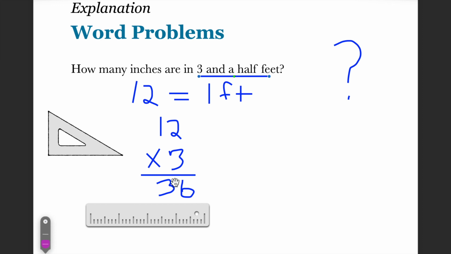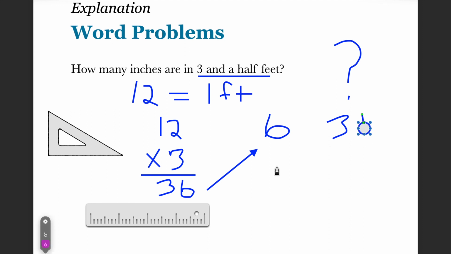So if I know that 12 inches is equal to 1 foot, and there are 36 inches in 3 feet, now I have to figure out what's the half part. If 12 inches is equal to 1 foot, half of 12 is 6, because 12 divided by 2 is going to be 6. So now all I have to do is add up 36 and 6. So 36, which is going to give me my 3 feet.